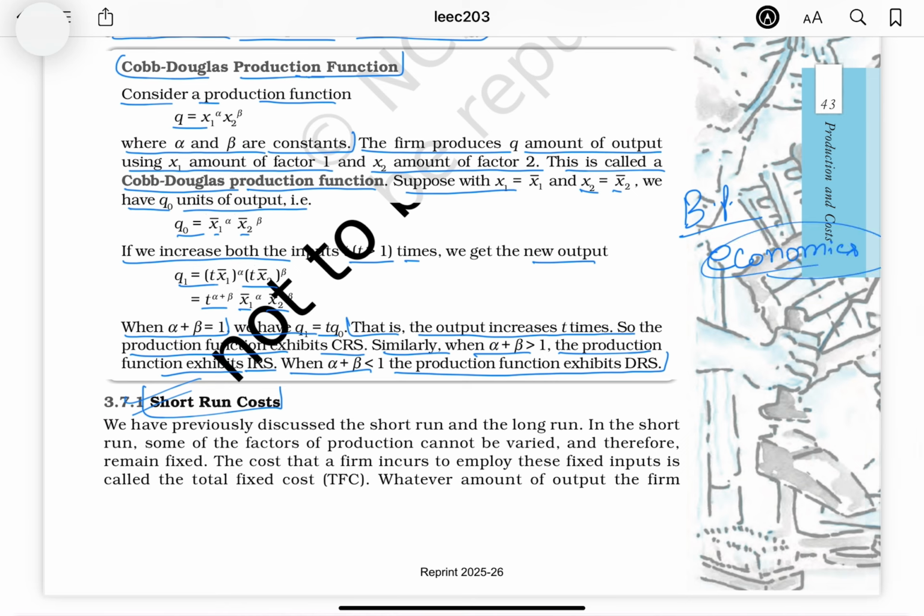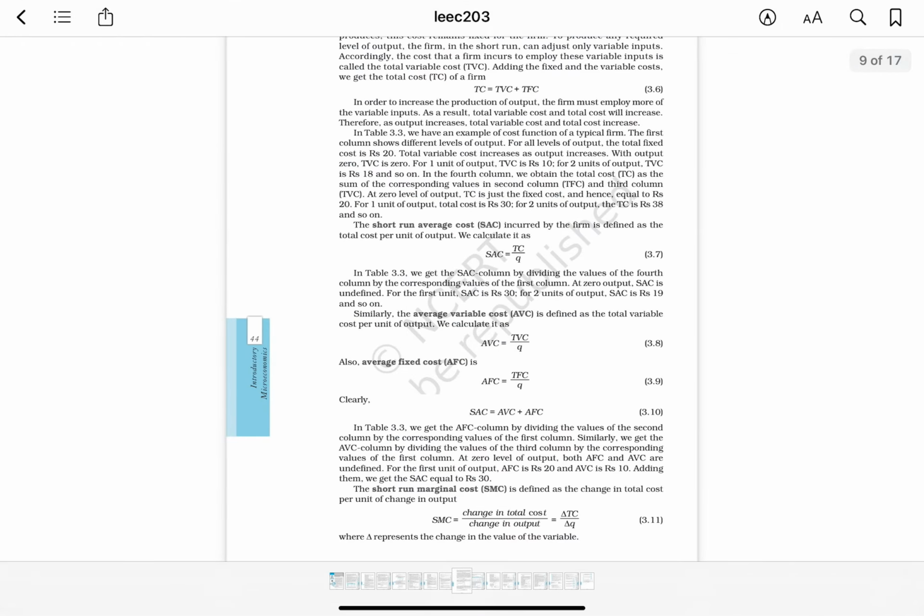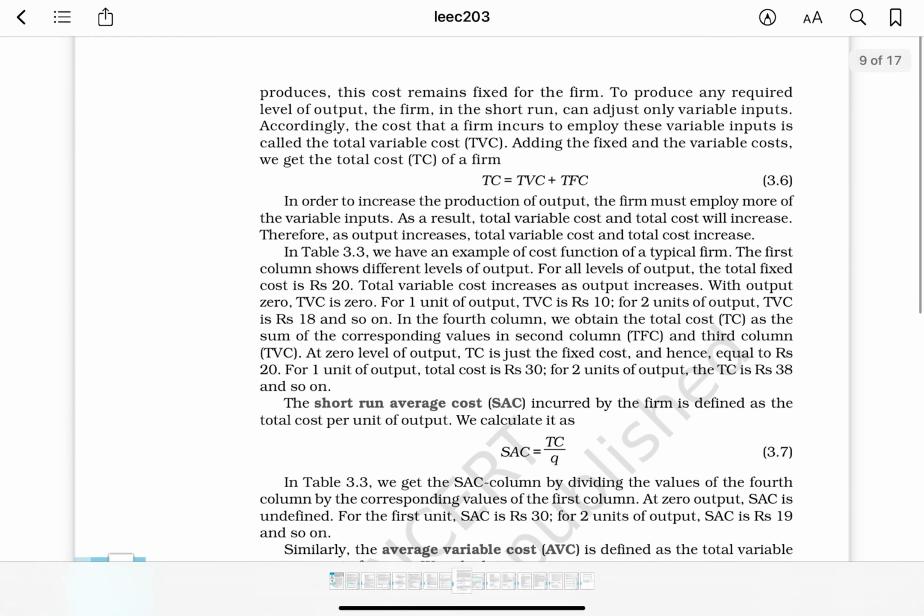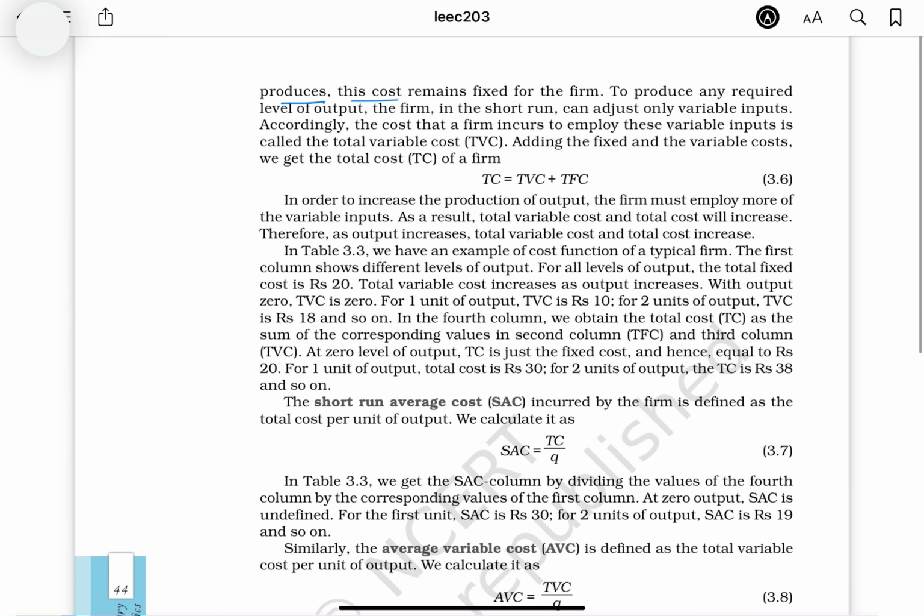Short run cost. We have previously discussed the short run and the long run. In the short run, some of the factors of production cannot be varied and therefore remain fixed. The cost that a firm incurs to employ these fixed inputs is called the total fixed cost, TFC, whatever amount of output the firm produces. This cost remains fixed for the firm.